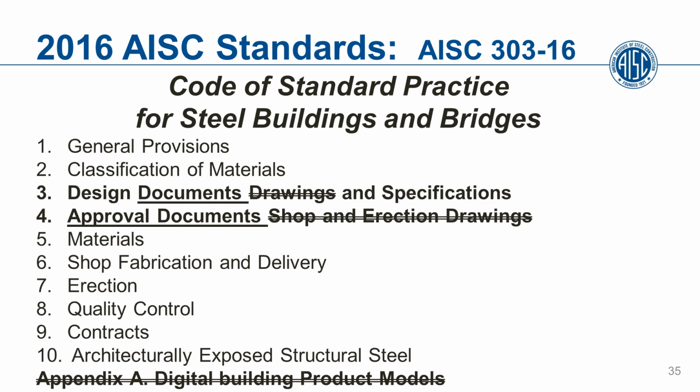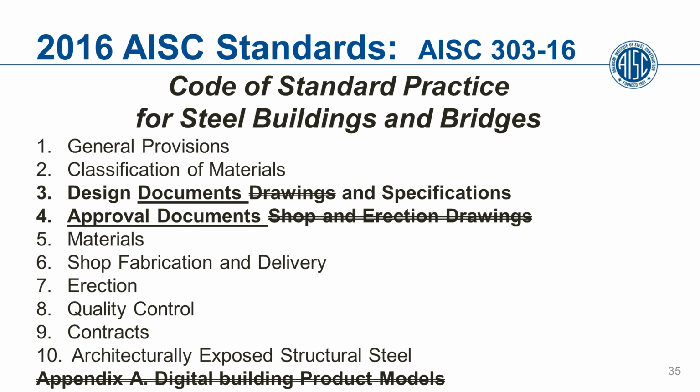There were some changes that occurred in the table of contents for the Code of Standard Practice. They began in Chapter 3. Previously, it said design drawings and specifications. We're going to go into why this is changing because it has to do with models. It now says design documents. Chapter 4 was previously titled shop and erection drawings. It's now titled approval documents.